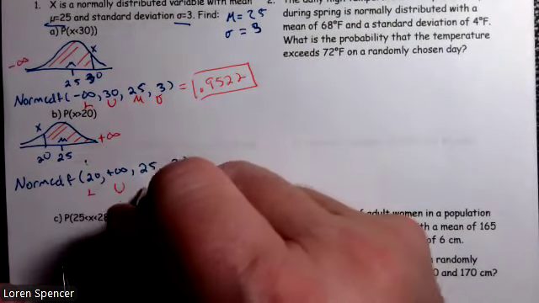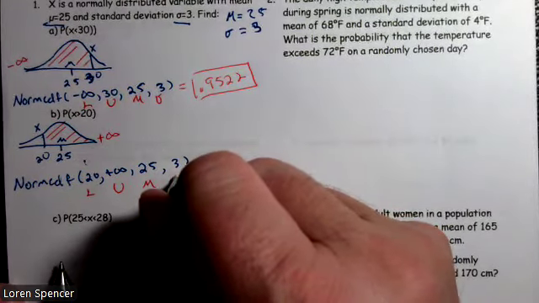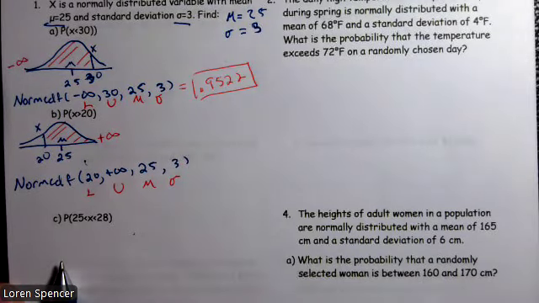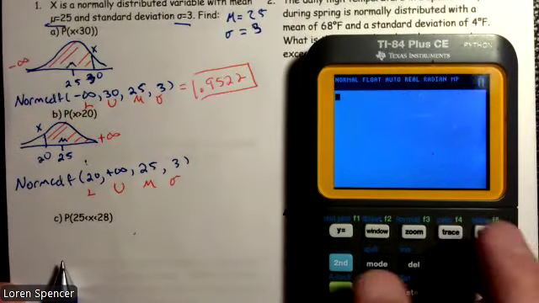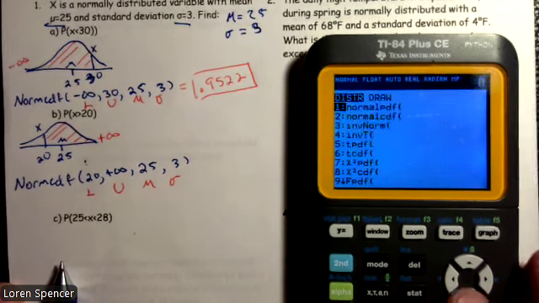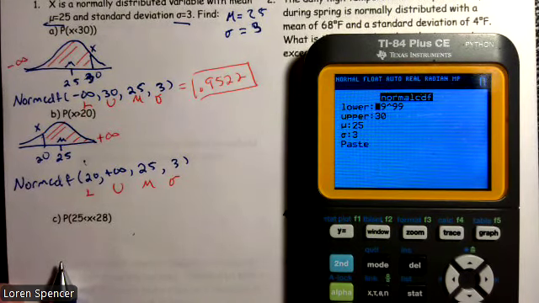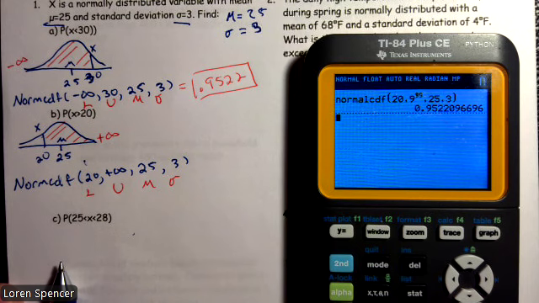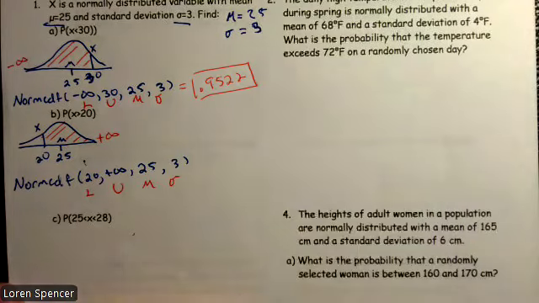Lower, upper, mean, standard deviation. Second vars, normal CDF. Lower part of our shading was 20. The upper bound was 9 raised to the 99th. Mean of 25, standard deviation of 3. And we end up getting 0.9522.